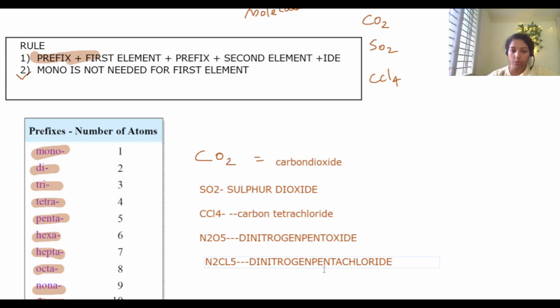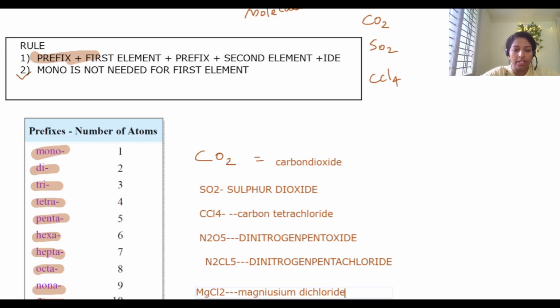Now you just tell me, what about MgCl2? How do you name it? Can I write magnesium, because it is one in number, so one in number only. Magnesium dichloride. Is it magnesium dichloride? Is that the stuff?